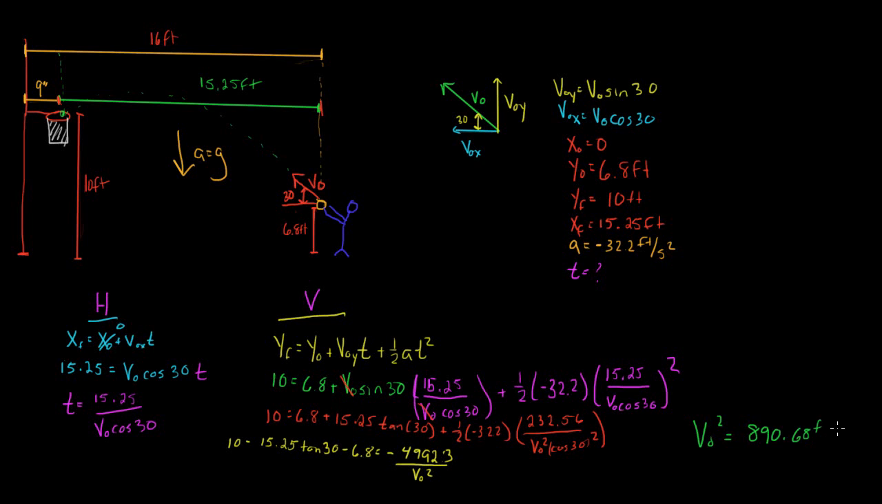And if we solve for v0, we get v0 squared is equal to 890.68 feet per second squared. So our v0, if we take the square root, is equal to 29.8 feet per second. So this initial velocity means you have to shoot the basketball at an initial velocity of 29.8 feet per second at a 30-degree angle to have the basketball hit the rim 9 inches away from the backboard.